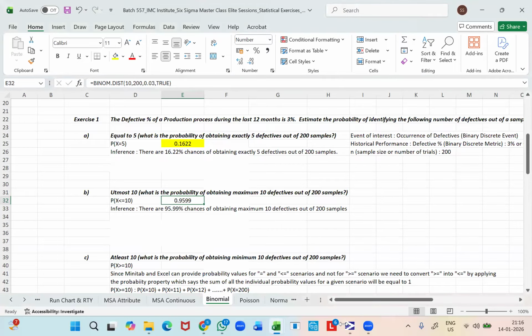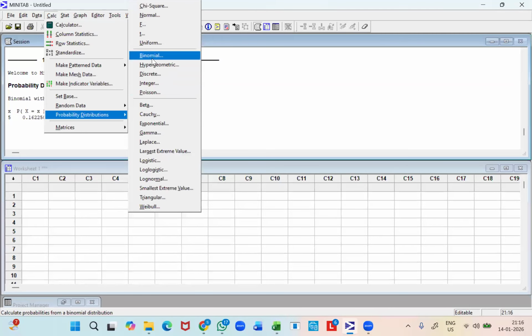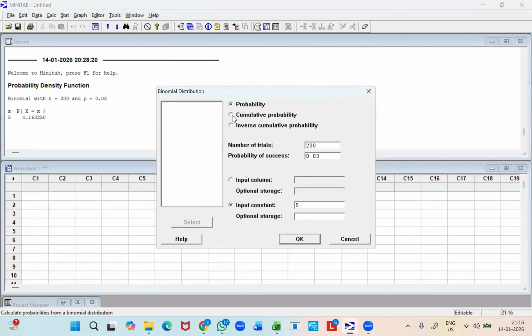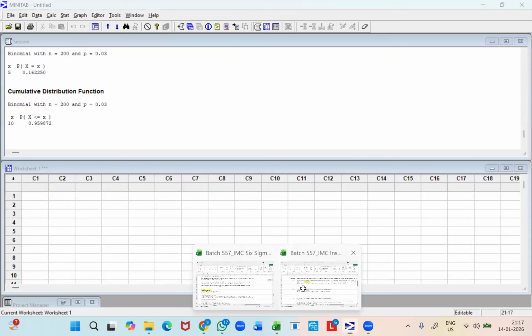And this is exactly what we got applying the Excel formula, right? For the second one, again go to Calc, Probability Distributions, Binomial. Since it is P of X less than or equal to some value, we need to choose the option cumulative probability. The standard input values, like the number of trials and the defective proportion, can be retained as they are. And the input constant will be the X reference value, which is 10 for the second scenario. So P of X less than or equal to 10 will be 0.9599, rounding it off to 4 decimals.